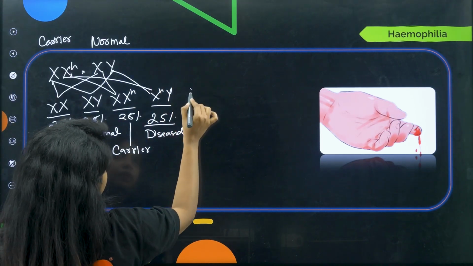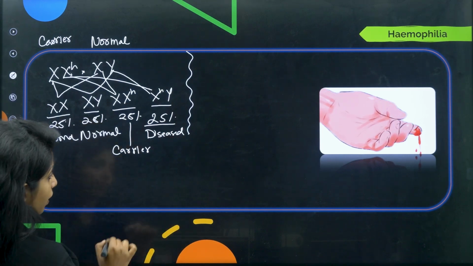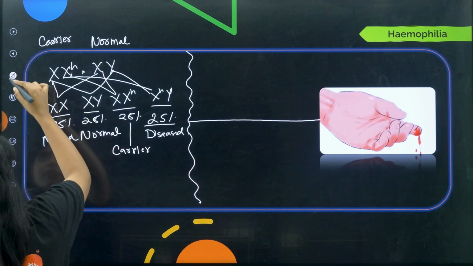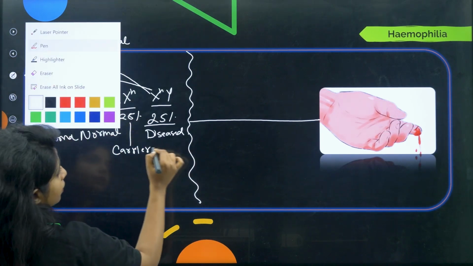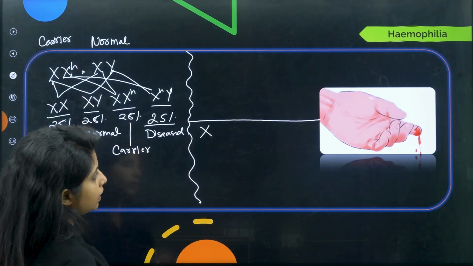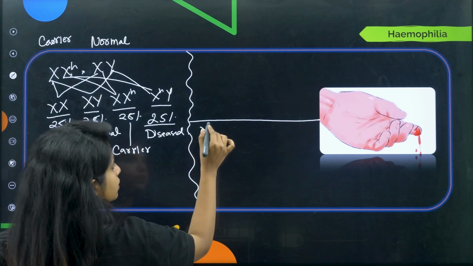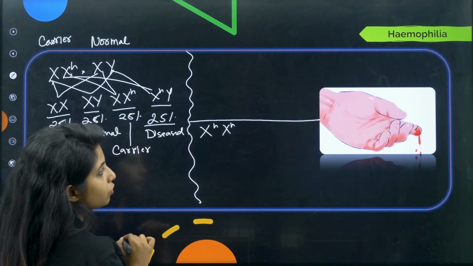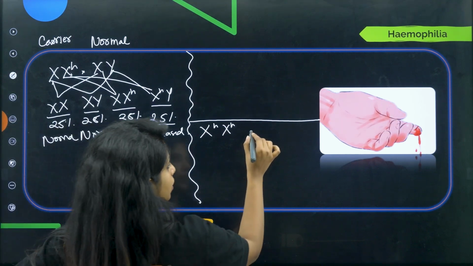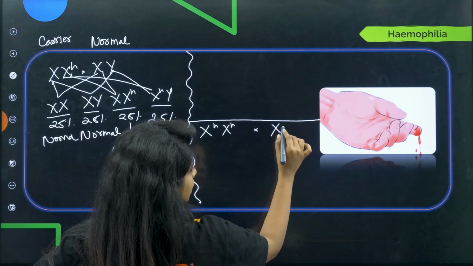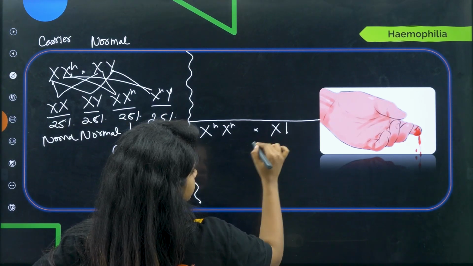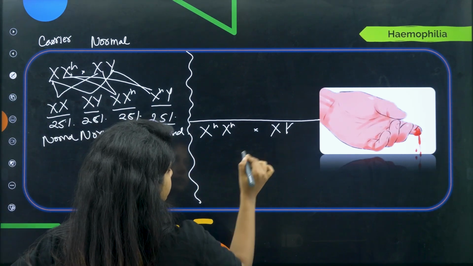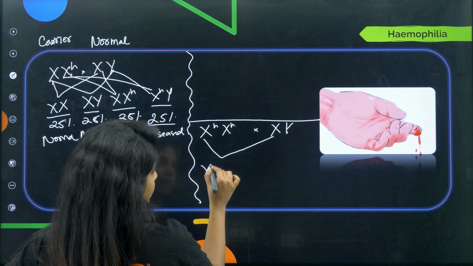Now let's make the other scenario, where the mother is hemophilic. So for the mother to be hemophilic, you need both XH, and the father is normal. Assume the father is normal. Now at this point, I'll cross this and this. I get XHX.